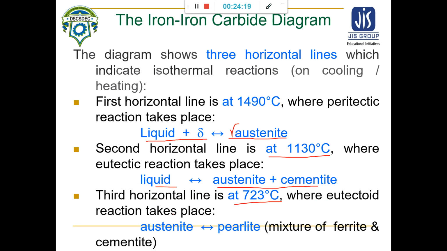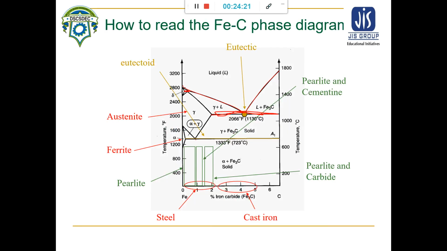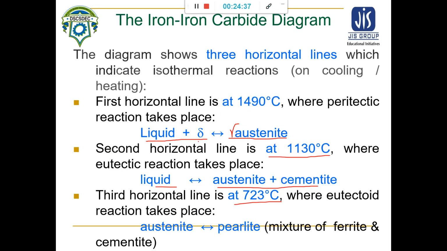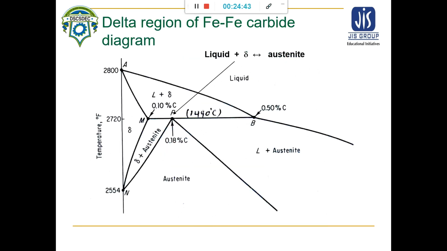And austenite, eutectoid reaction. See, this is 723 degrees Celsius. That is the eutectoid reaction line. Here gamma austenite changes to a mixture of ferrite and cementite. That is called pearlite. So this is the iron carbon diagram.